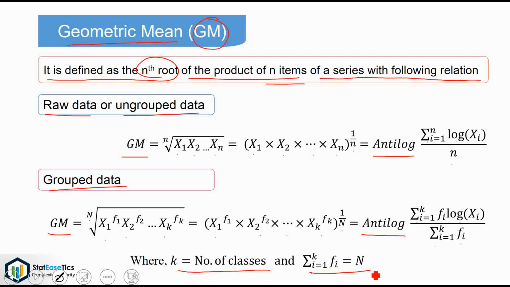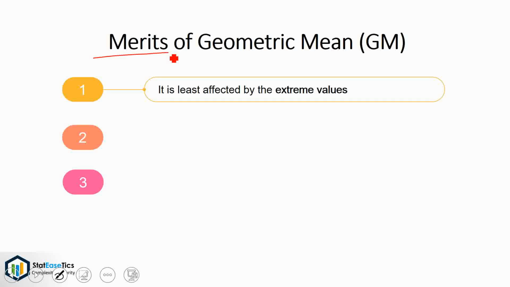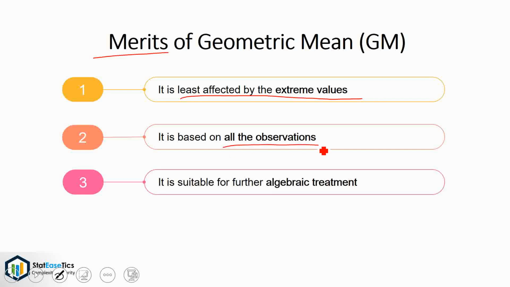Now let's see the merits of geometric mean. It is least affected by the extreme values. It is based on all the observations and it is suitable for further algebraic treatment.